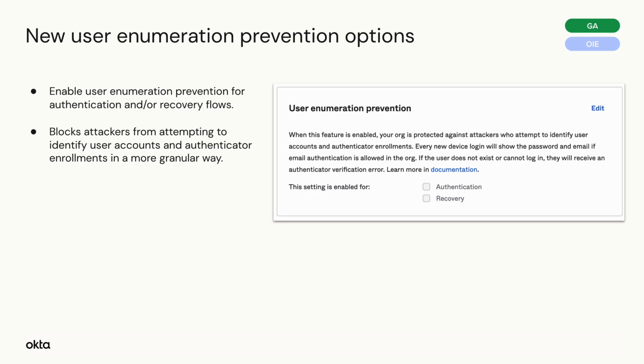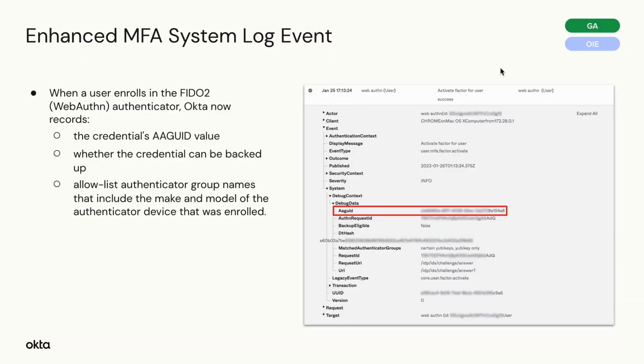New User Enumeration Prevention Options. Okta now allows admins to enable user enumeration prevention for authentication, recovery flows, or both. This enhancement blocks attackers from attempting to identify user accounts and Authenticator enrollments in a more granular way. Visit the General Security Help Center article to learn more about this new feature. Now let's take a look at generally available enhancements.